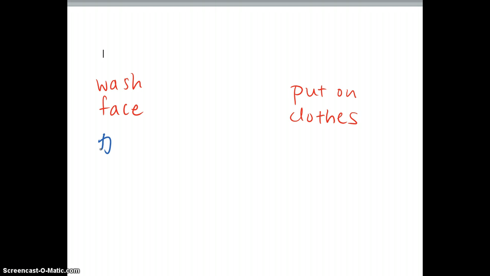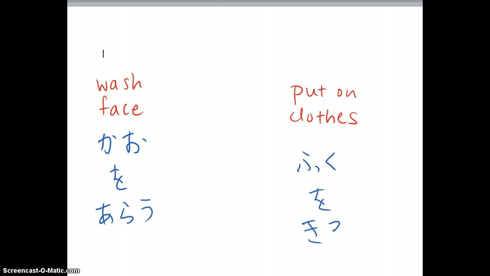Word for face, kao, particle o, because that's what you're washing, or the object marker. Arau, kao o arau, clothing, fuku, or ifuku, o kiru. Connector, atode. Form of the verb we need for the first verb is always the ta form.